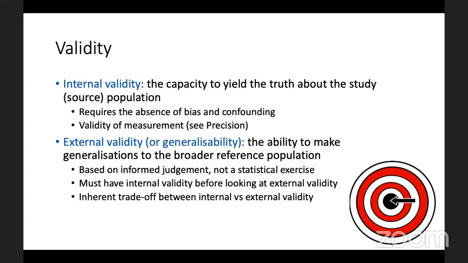So if you look back at the MI example, we can ask what ages of patients were included. Were patients with other comorbidities like diabetes included? And can the conclusions drawn from the study be applied to patients who may not have qualified to be included in the study? So essentially, we're asking, how does this affect the patients that we see?